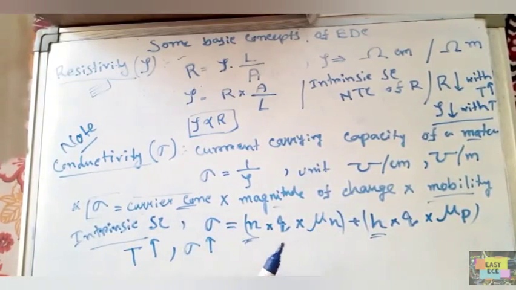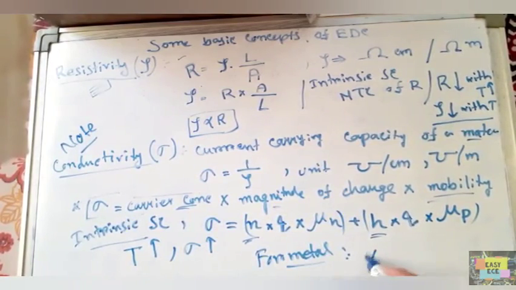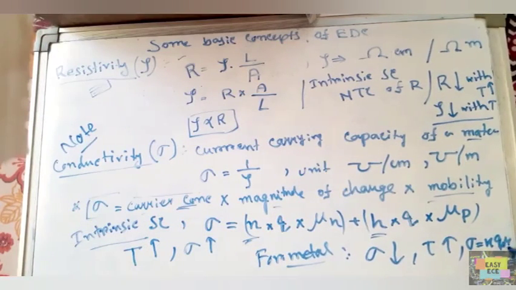And for metal, what is the change of conductivity? For metal, sigma reduces with increasing temperature. Why? Because for metal, sigma is only n q mu n. Here, if temperature increases, as we know, mobility decreases with temperature, so overall sigma will also decrease. So this is the point for the conductivity.